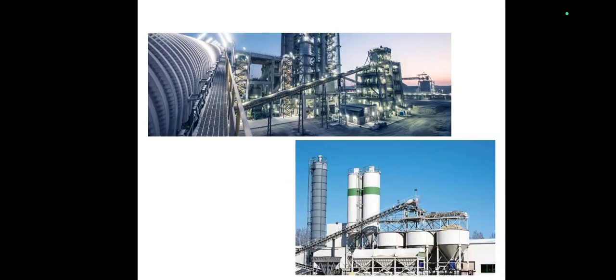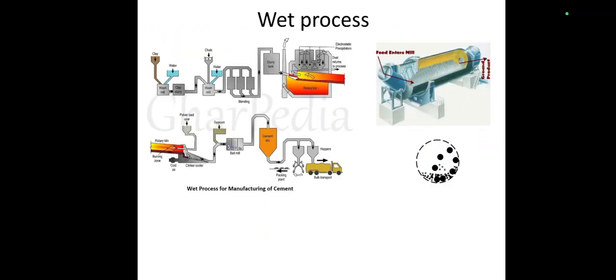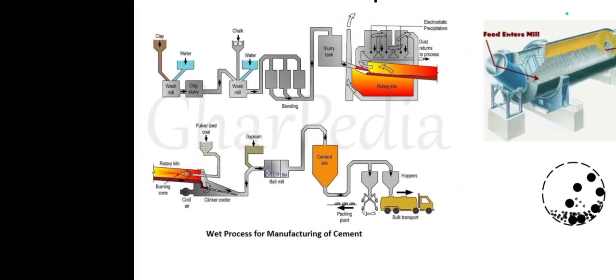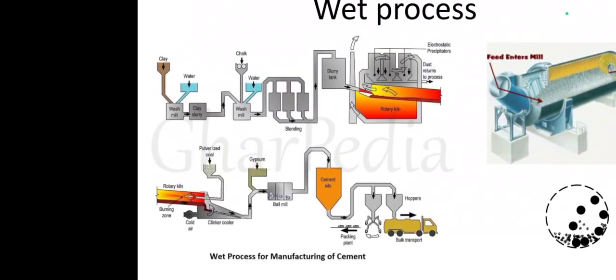And during night time, you can see a lot of lights shining during the night time in that manufacturing plant. So first we will start with the wet process. So the wet process starts with, you know what is meant by wet. Wet means it is nothing but adding water to that.